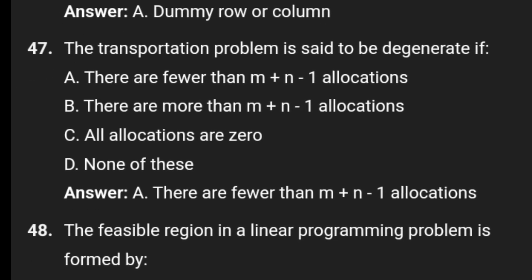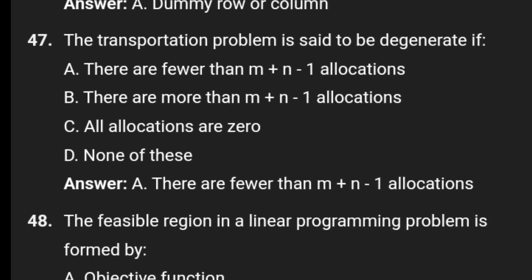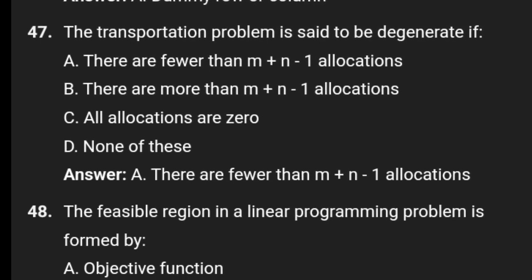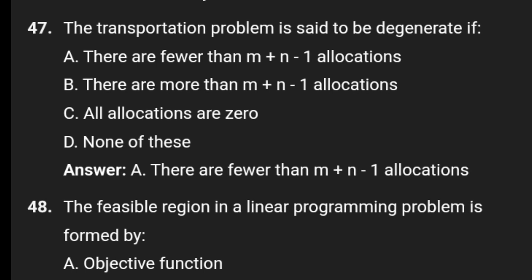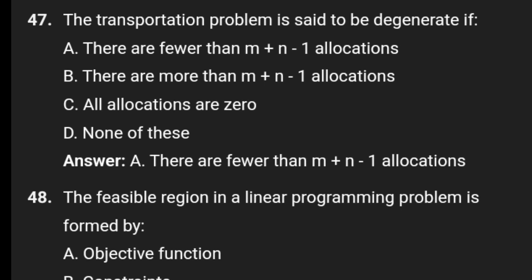47. The transportation problem is said to be degenerate if: A. There are fewer than m plus n minus 1 allocations, B. There are more than m plus n minus 1 allocations, C. All allocations are 0, D. None of these. Answer: A. There are fewer than m plus n minus 1 allocations.